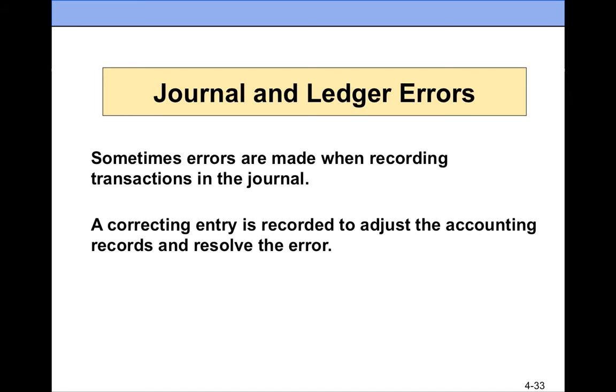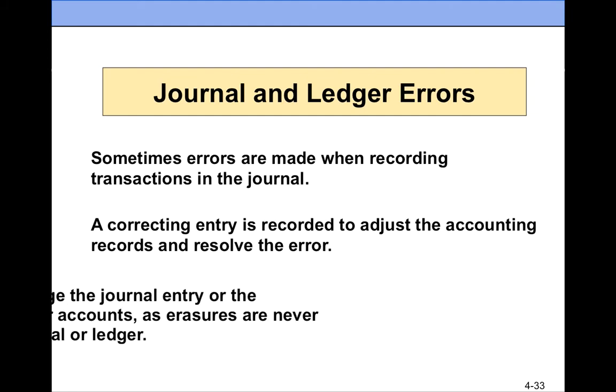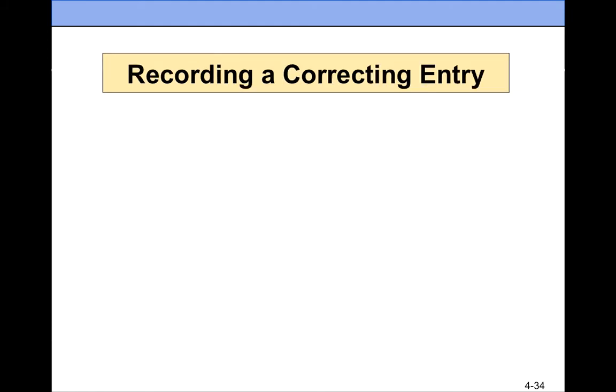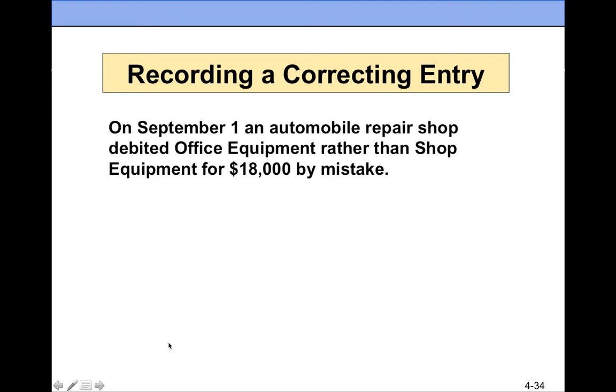But here the goal is to erase the error. So I have 2 goals. With a correcting entry, I need to bring my error to 0 and then update the necessary accounts and/or amounts. So, like I said, do not erase anything. And here is an example. On September 1st, an automobile repair shop debited office equipment rather than shop equipment for 18,000 by mistake. So the other part of the transaction, which they don't even tell me. So what did I credit? Either cash or AP was correct. So you don't need to touch it.